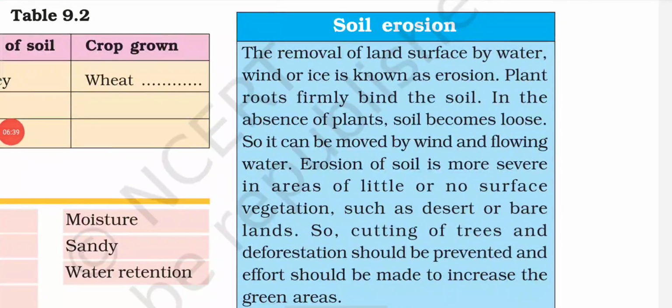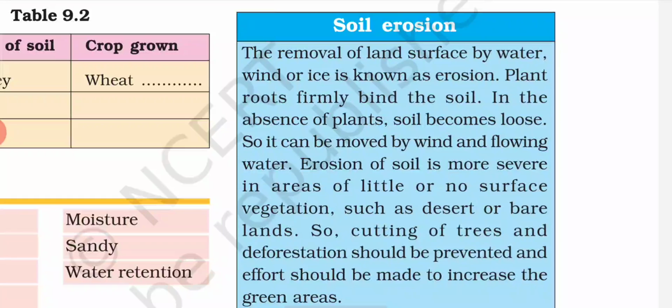Now another topic is soil erosion. The removal of the land surface by wind, water or ice is known as erosion. Whenever the upper surface of the soil is removed by wind, water or ice, we call it erosion. Plants' roots firmly and tightly bind the soil particles. In the absence of plants the soil becomes loose, and it can easily be moved away by the wind or flowing water.